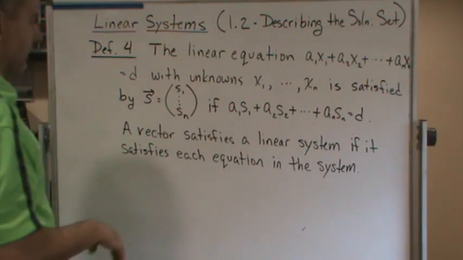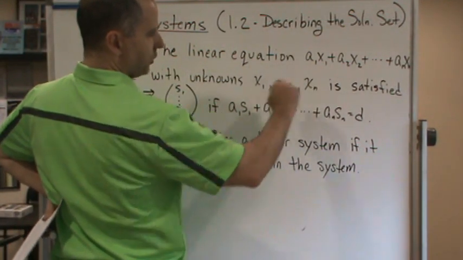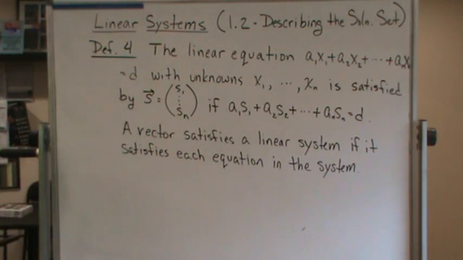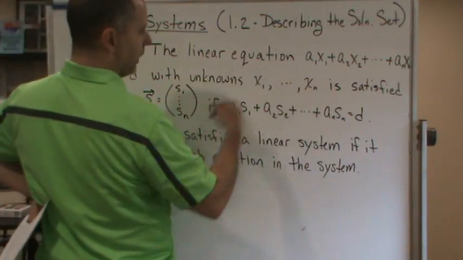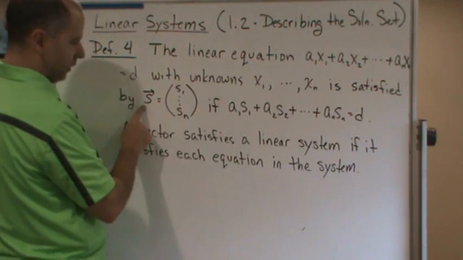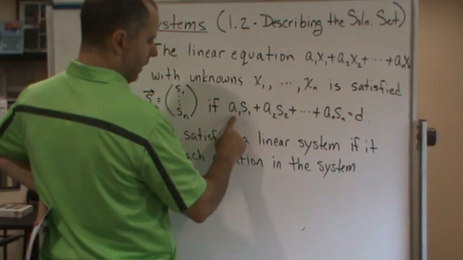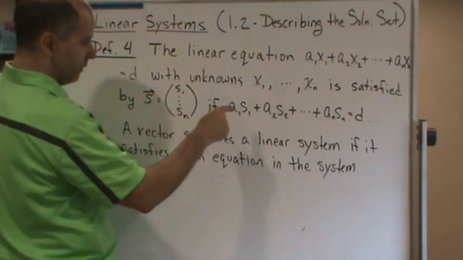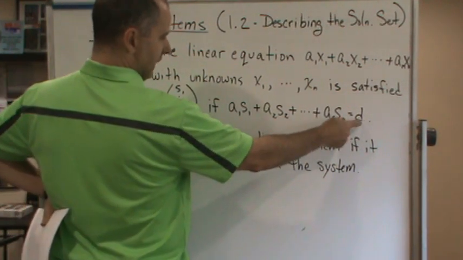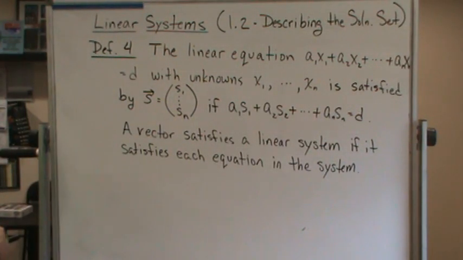Okay, so it says a linear equation. So here's our linear equation: a1 x1 plus a2 x2 plus all the way to an xn equals d. So there's our linear equation with unknowns x1 through x sub n, is satisfied by the column vector s1 through s sub n, if, again, we substitute in the s1, s2 and so on, and it equals d. So we get a true statement, right? So that's, we talked about that before.